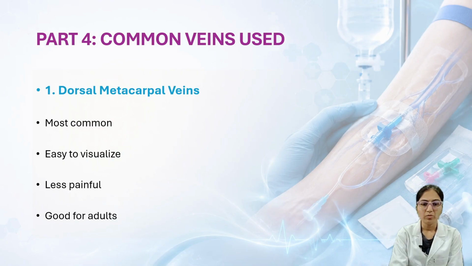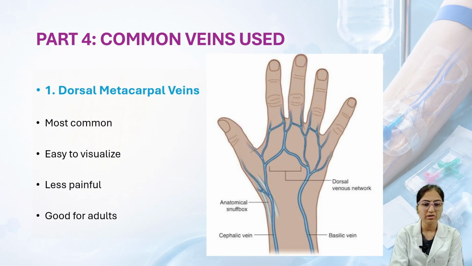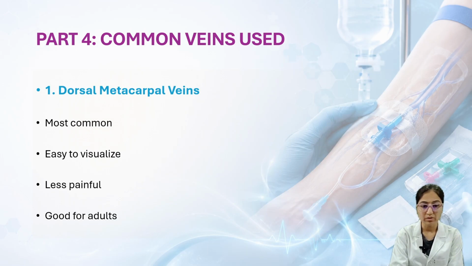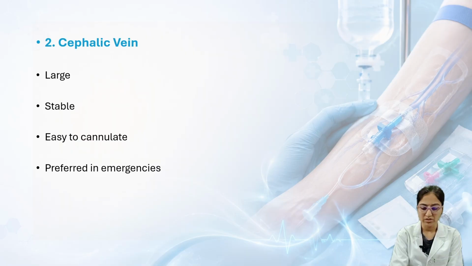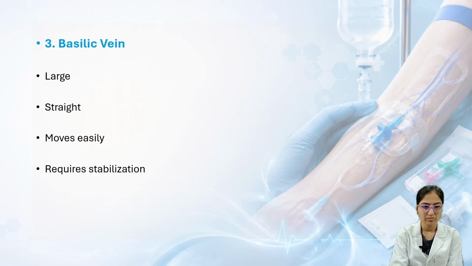We'll see the common veins used. First one is the dorsal metacarpal veins. It is the most common, easy to visualize, less painful and good for adults. Next, cephalic veins. These veins are large, stable, easy to cannulate and preferred in emergencies.